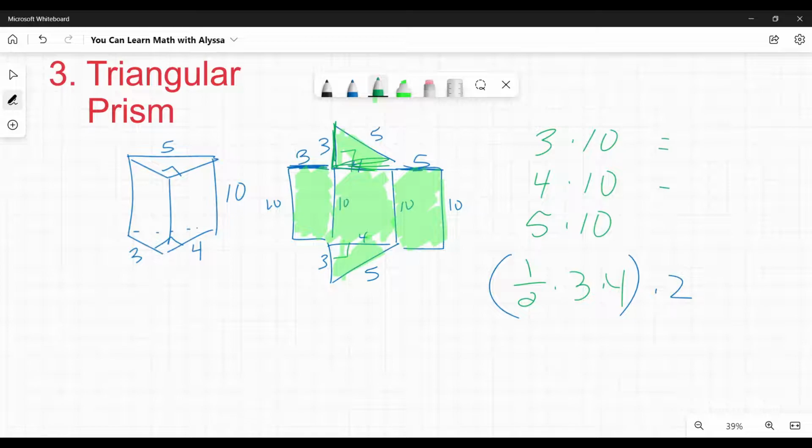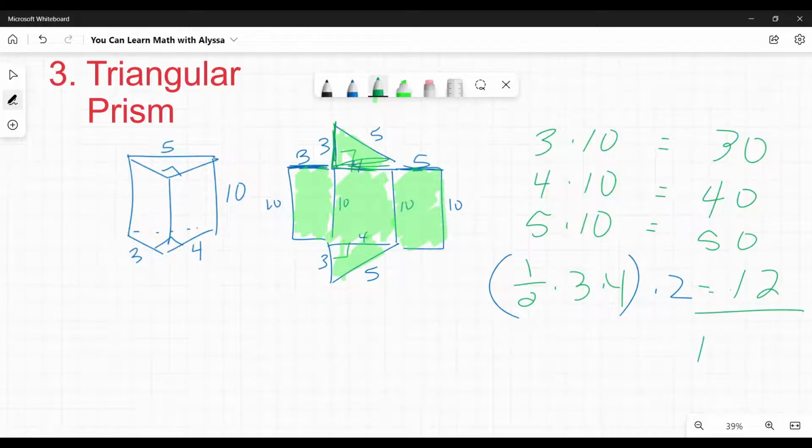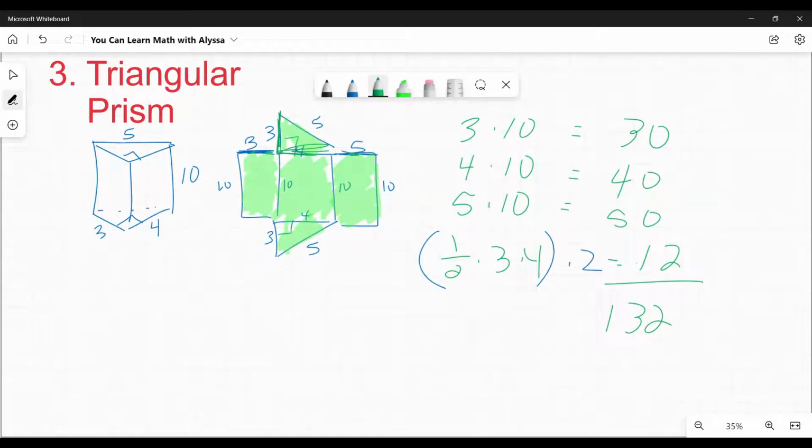Now I need to do all this multiplication and add them together to get my total. 3 times 10 is 30, 4 times 10 is 40, 5 times 10 is 50. 1/2 times 3 times 4 times 2 is 12. So a grand total of 132. And I forgot to give units again, shame on me. Let's say inches squared.